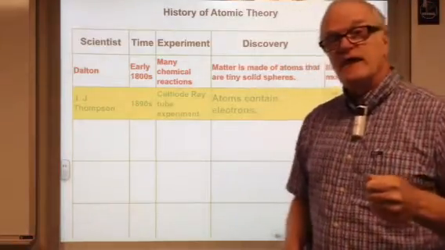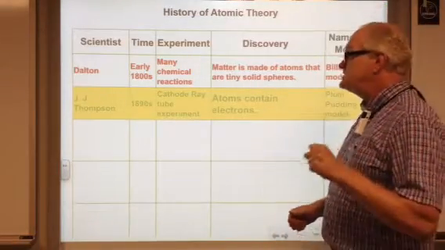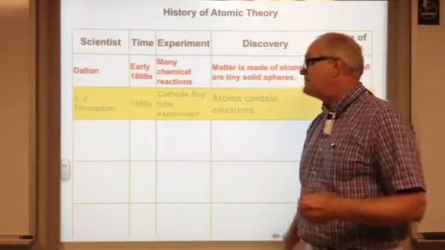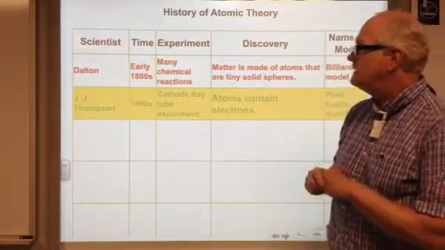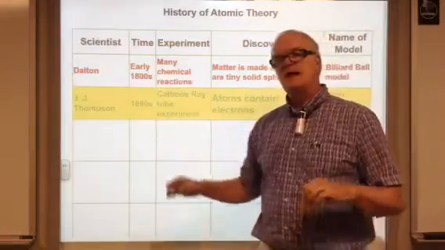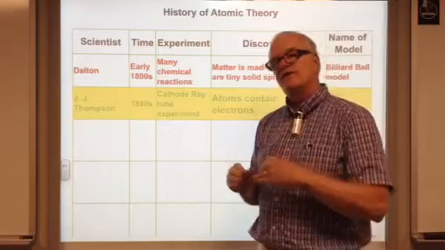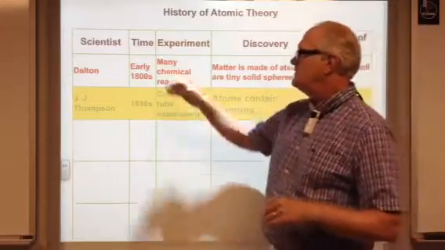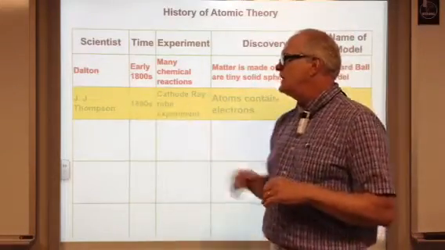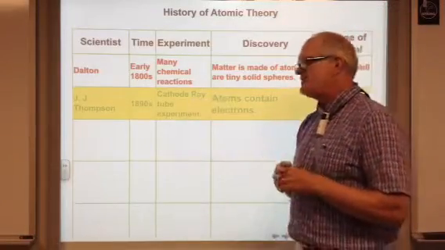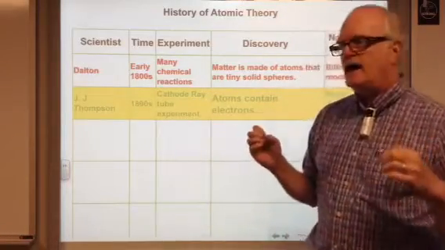Almost 100 years later, along comes a fellow named J.J. Thomson, who does a very famous experiment called the cathode ray tube experiment. And we're not going to worry too much about exact or specific dates. We just want to know the order that things occurred in. So Dalton in the early 1800s, J.J. Thomson in the very late 1800s.